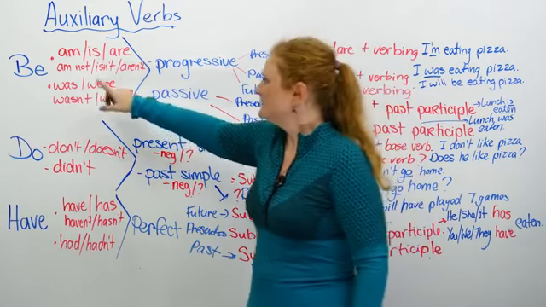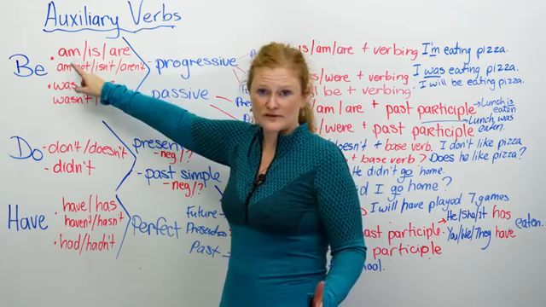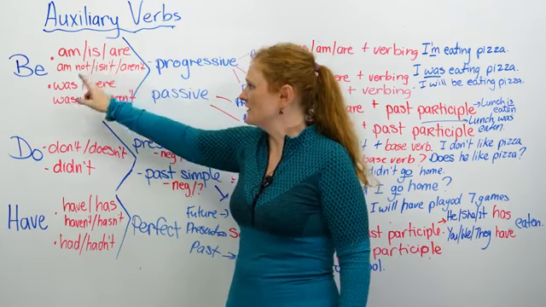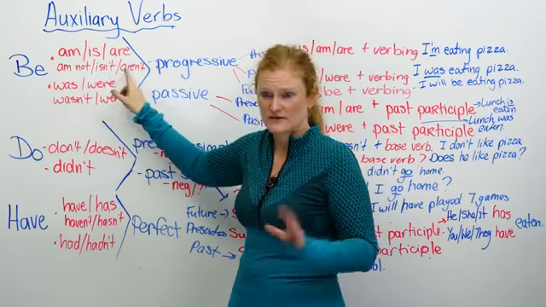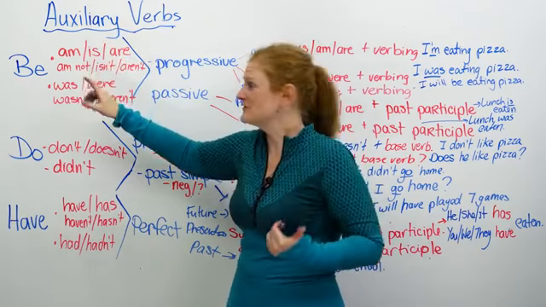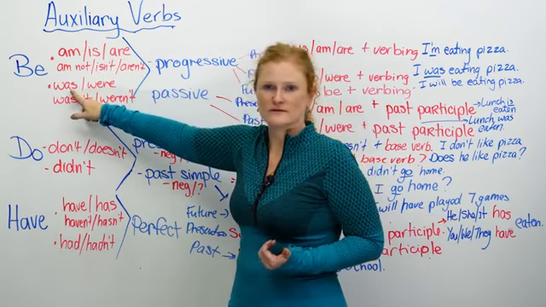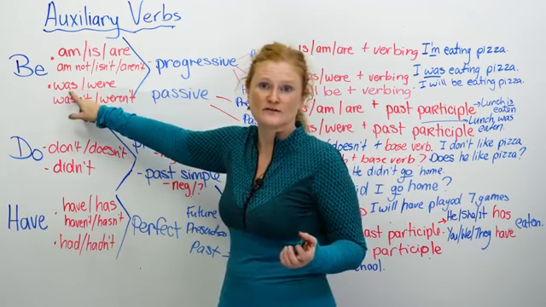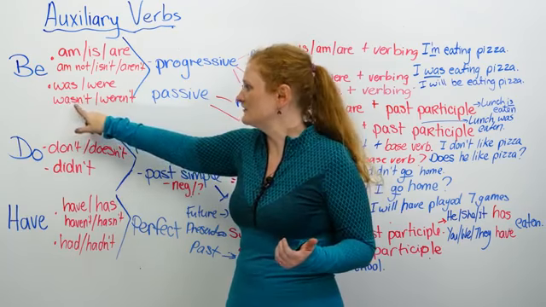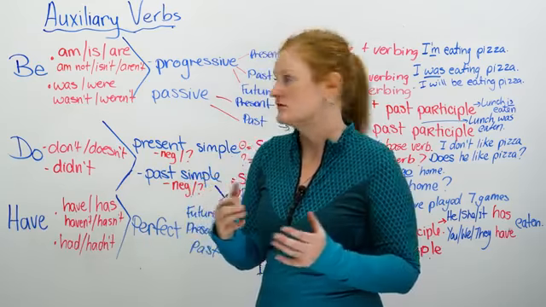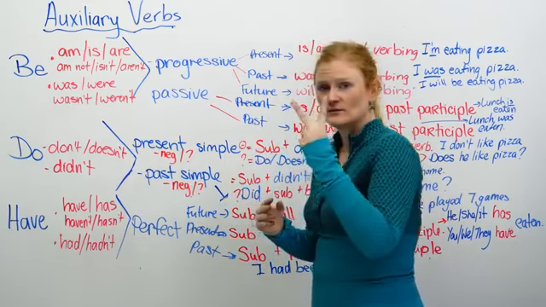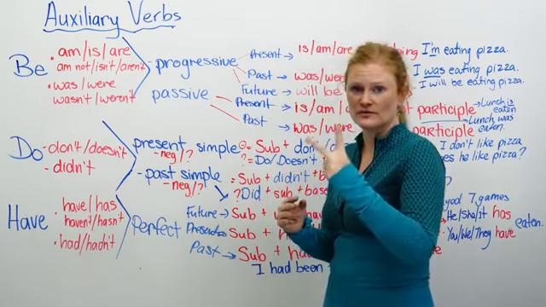Be. So be in its form in the present tense is am, is, are, negative, am not, isn't, and aren't. The past tense in the positive is was and were, negative, wasn't, and weren't. So how do we actually use this auxiliary verb? And the answer is we use it in 2 forms of English grammar.